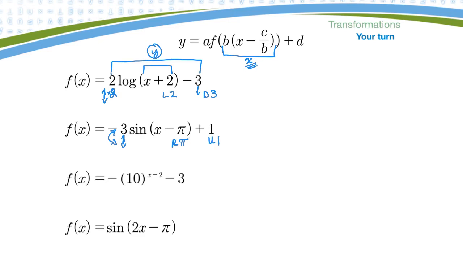The next one, up here, this is sort of like it's in brackets. So I would move the graph right 2. And then this, the negative sign there, would reflect it over the x-axis. And finally, it would move down 3. Last one, this here would be the horizontal squish by a factor of 2. And then it would be moved right by pi.